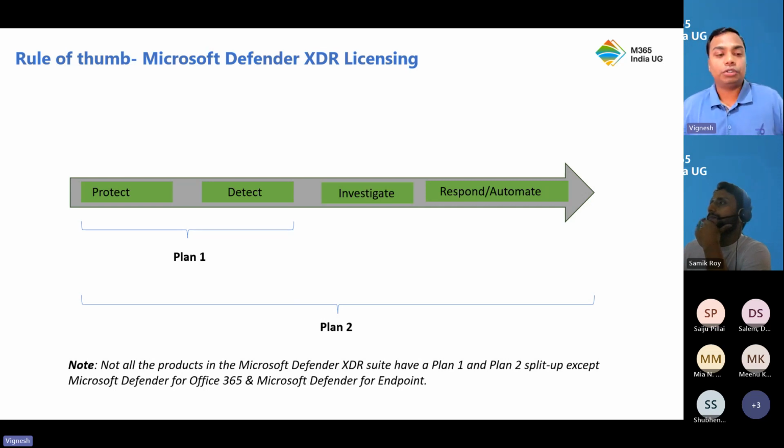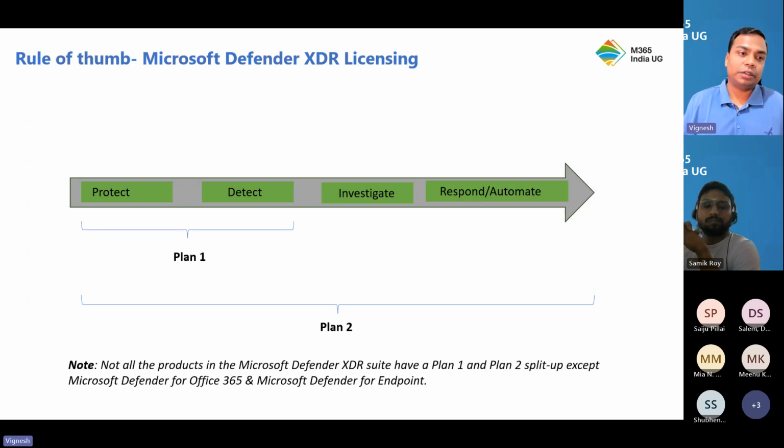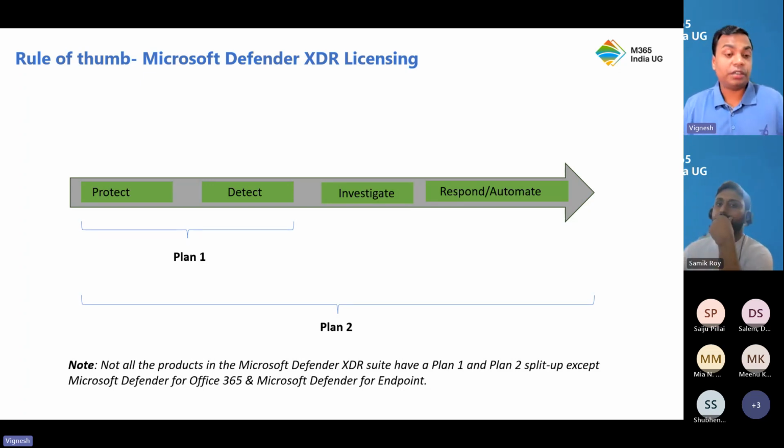Okay, so it's only Microsoft Defender for Office 365 and Microsoft Defender for Endpoint which have a Plan 1 and Plan 2 at this moment. Maybe later Microsoft could say that for Defender for Identity and Defender for Cloud Apps we want to give a Plan 1 and Plan 2. That's based upon the market need, how other competitors are doing, and how Microsoft wants to place their subscriptions. But at this very moment, it's only Defender for Office 365 and Defender for Endpoint which have a Plan 1 and Plan 2 split up.